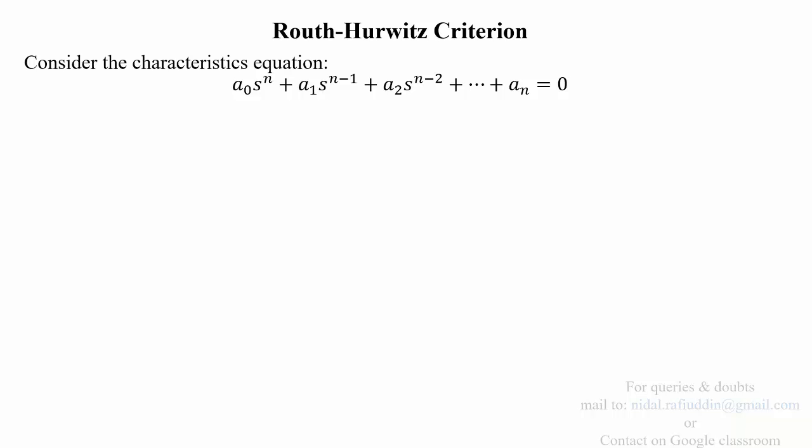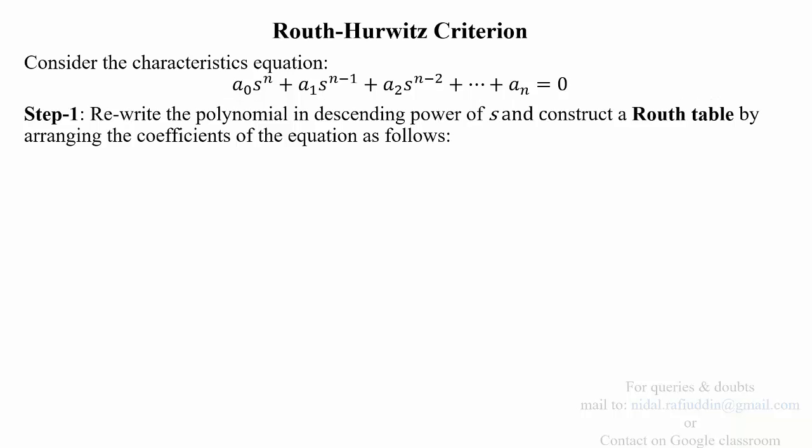Now we start discussing what the Routh Hurwitz criteria is. Consider the characteristic equation which was also taken previously. We are taking a general form of the characteristic equation having the order n. Now, in case of the Routh Hurwitz criteria, we have simple two or three steps that will be applied.